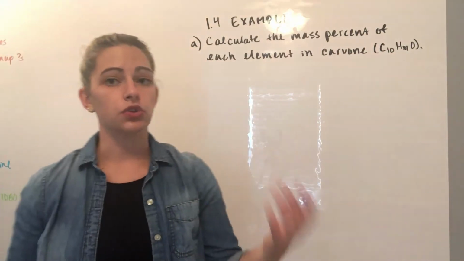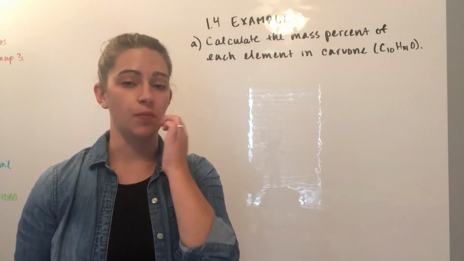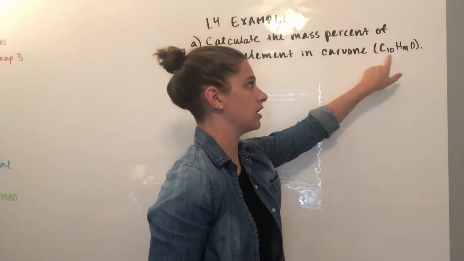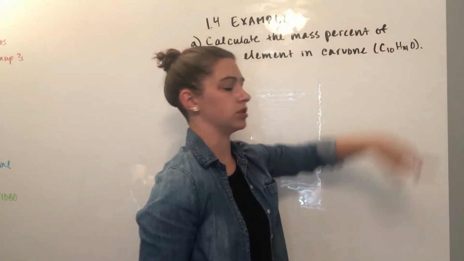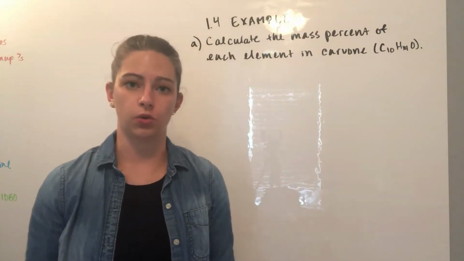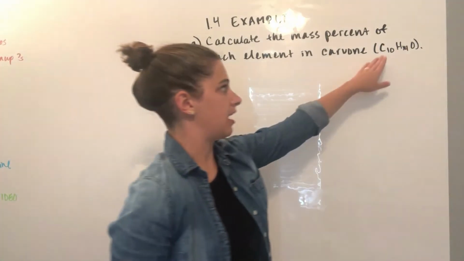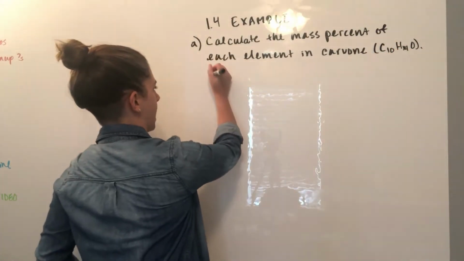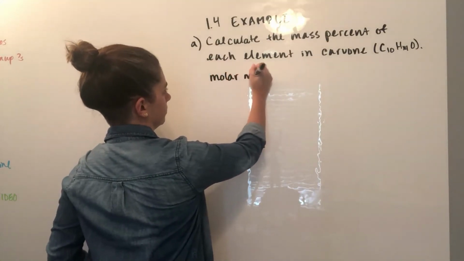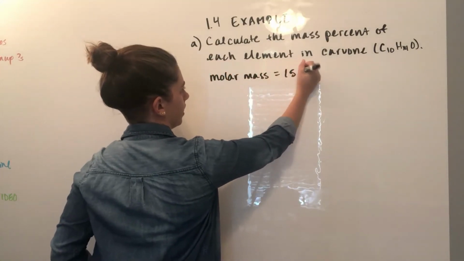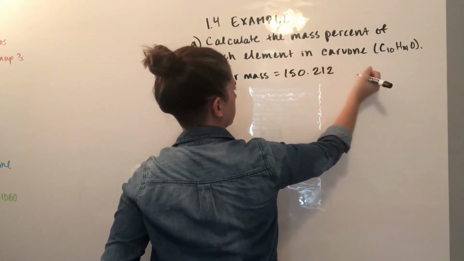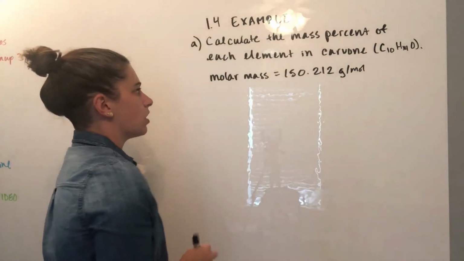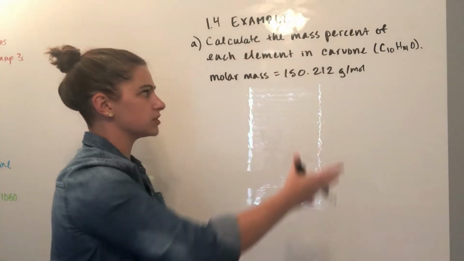So the first thing you want to do is calculate your molar mass, because what we're going to look at is how much of the total mass is due to carbon, how much is due to hydrogen, how much is due to oxygen. To do that, we first need to know what our total mass is. So if we add up 10 carbon, 14 hydrogen, and 1 oxygen, we get a molar mass of 150.212 grams per mole.